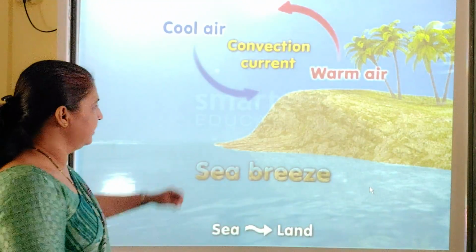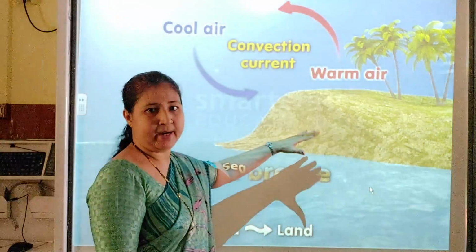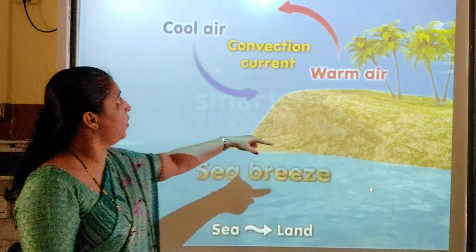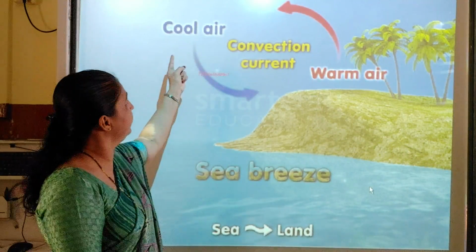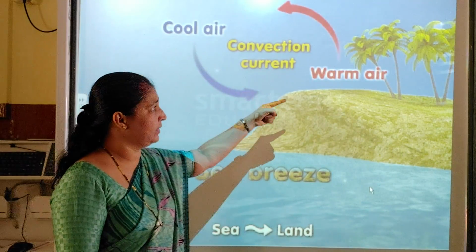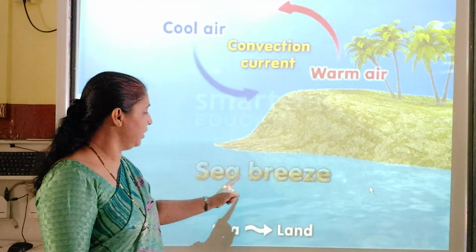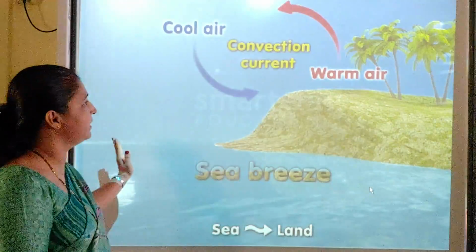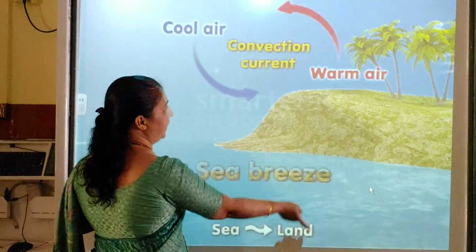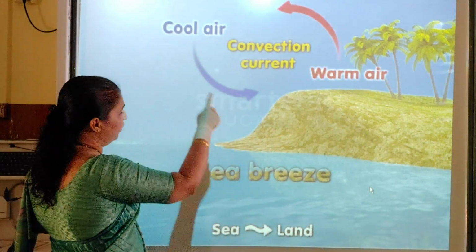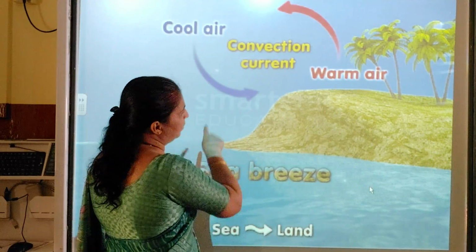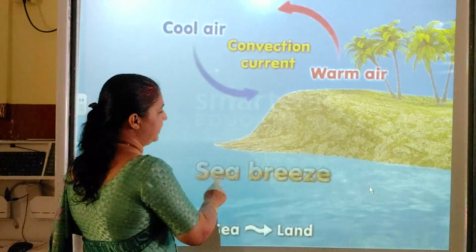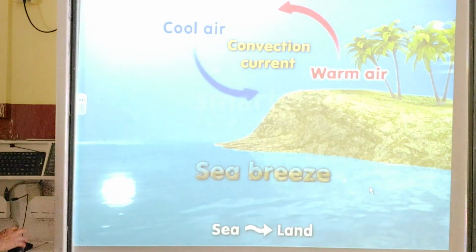So what happens? The land gets warmer faster than the water. This warm air goes up, and then the cool air comes back to the land. So this is called the sea breeze. This is land and this is sea. So from the land, which air? Warmer air. From the sea, cool air. So this process goes on. Warm air, cool air. This is called a sea breeze.